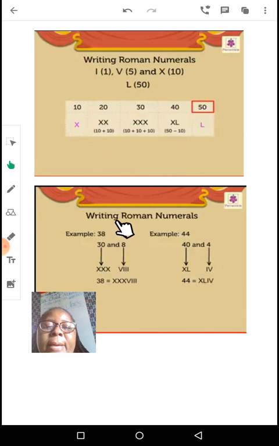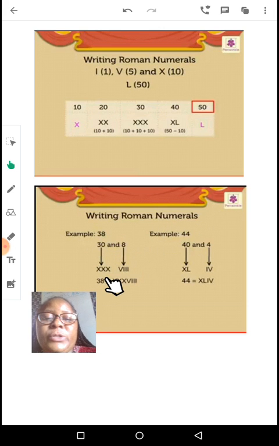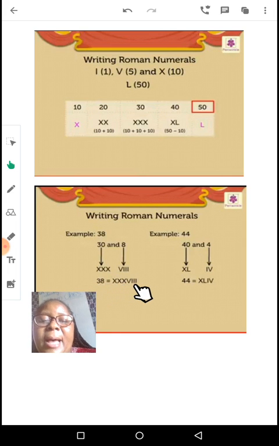So here, writing numerals, just like what I explained now, we have 38. 38 means 30 plus 8. That is 30 and 8 will give you 38. So 30 is XXX and 8 is VIII. Therefore, 38 is XXXVIII. Are we there? All right.